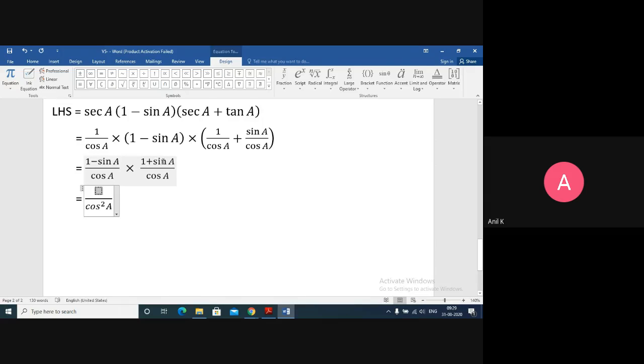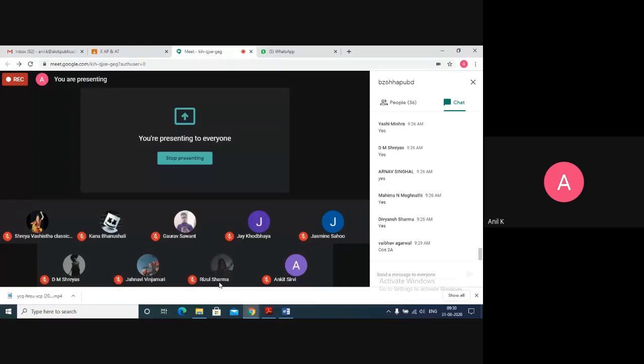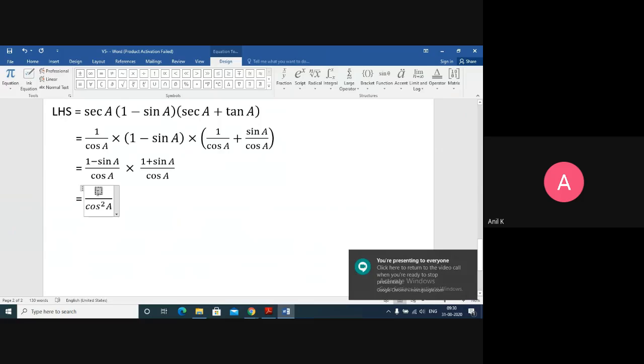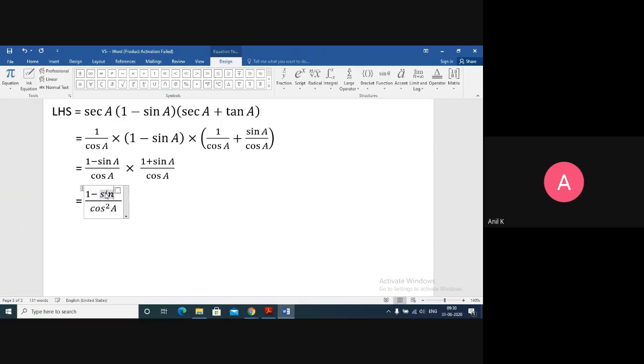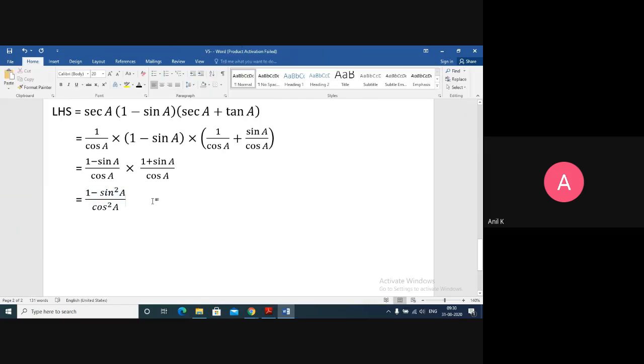Which identity you can use here? A minus B into A plus B. What is the formula of A minus B into A plus B? Anyone remember? Class 9th. A square minus B square. Perfect. So A minus B square means here A is 1, 1 square is 1 only. Minus B square means here B is sine, so I'll get sin square A. So 1 minus sin square A upon cos square A.